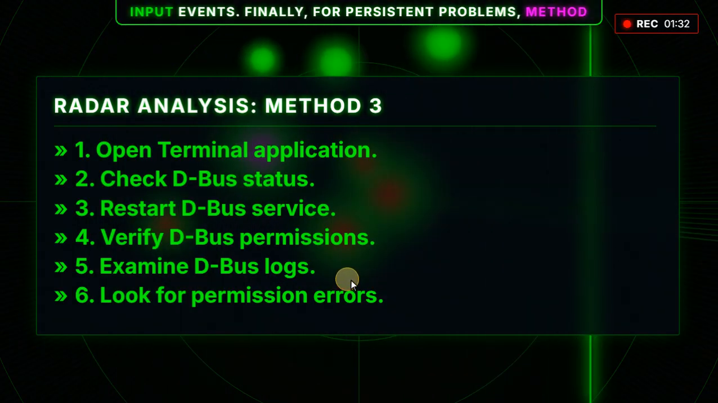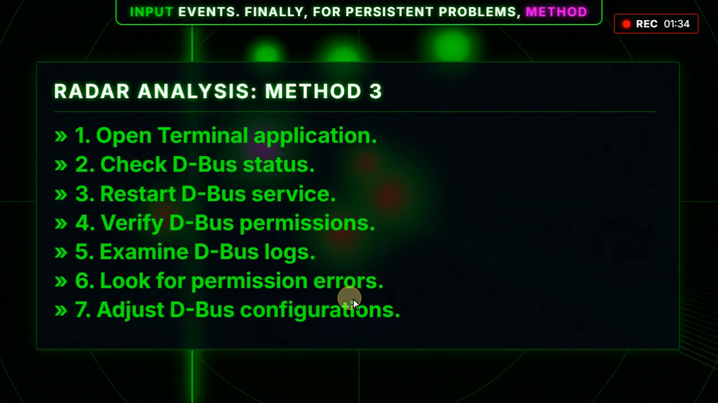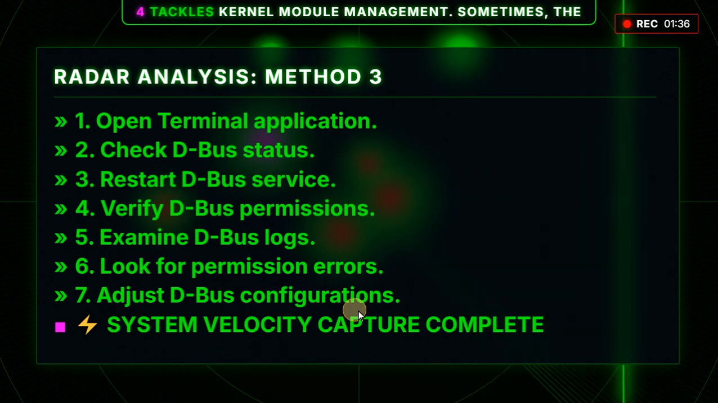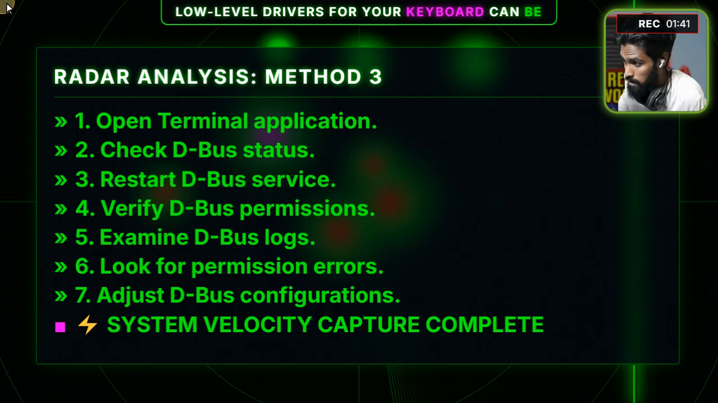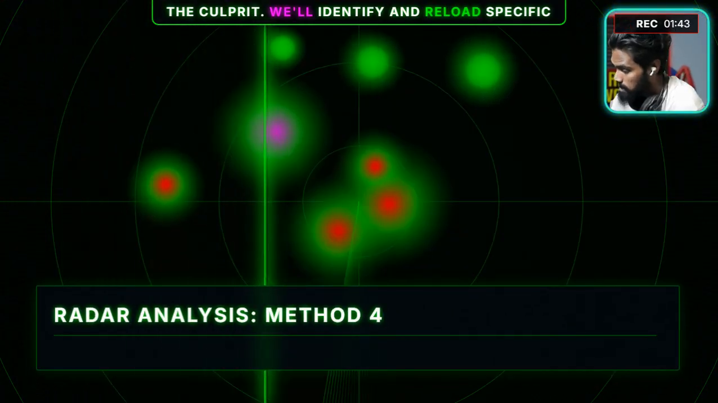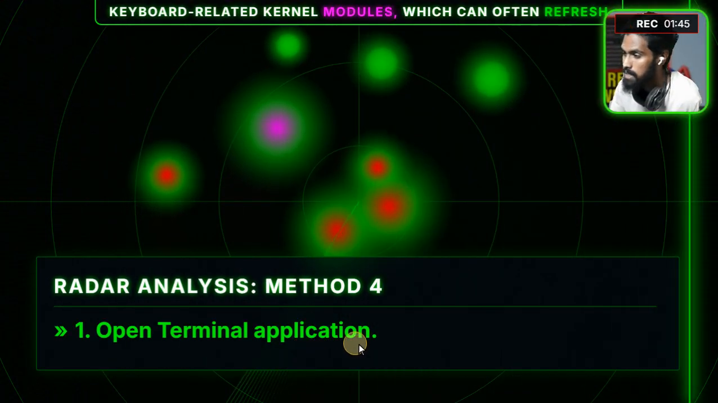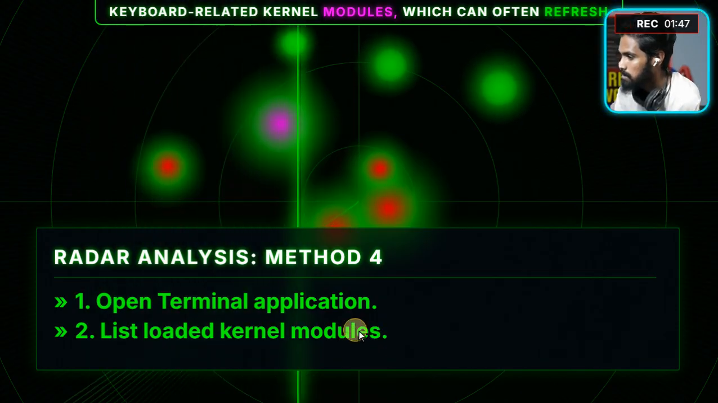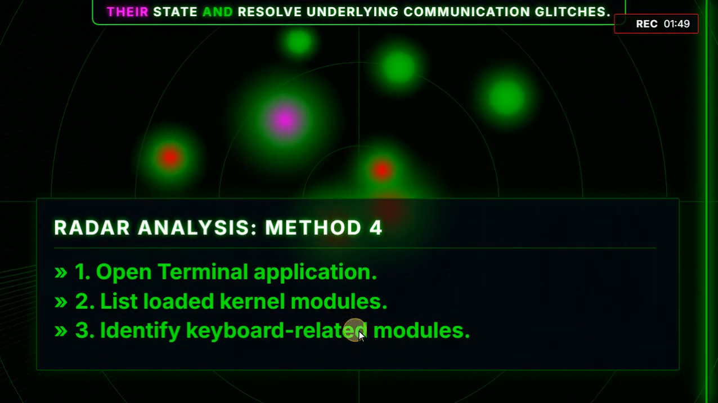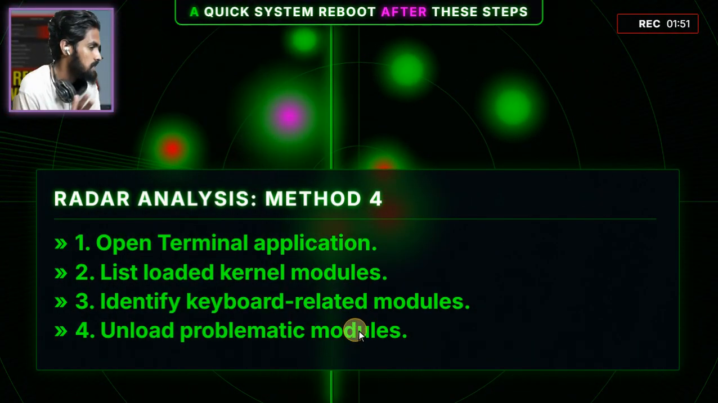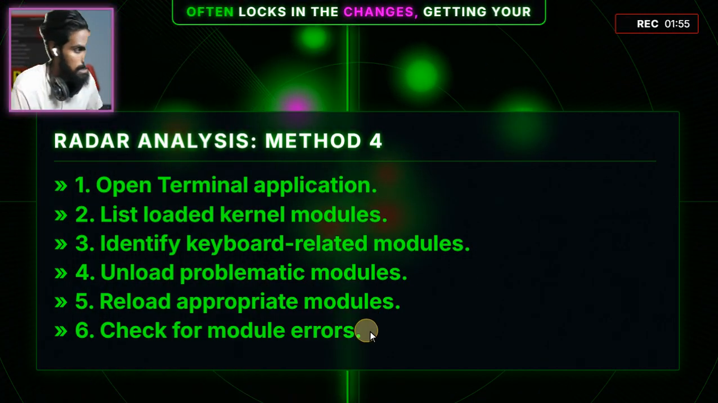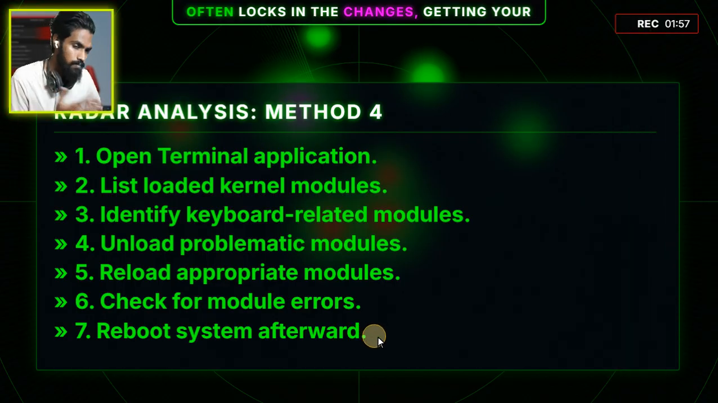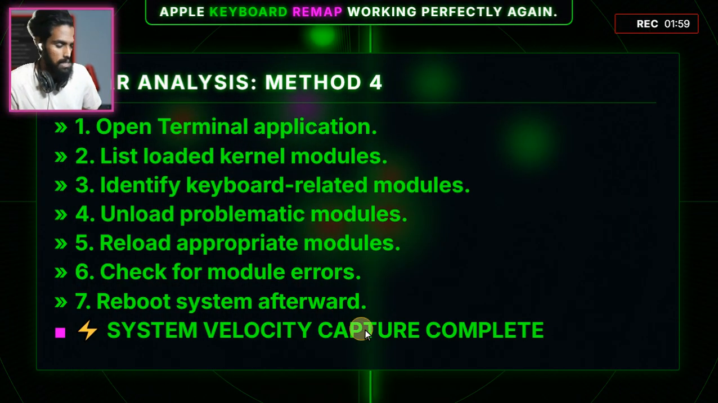Finally, for persistent problems, method 4 tackles kernel module management. Sometimes, the low-level drivers for your keyboard can be the culprit. We'll identify and reload specific keyboard-related kernel modules, which can often refresh their state and resolve underlying communication glitches. A quick system reboot after these steps often locks in the changes, getting your Apple keyboard remap working perfectly again.